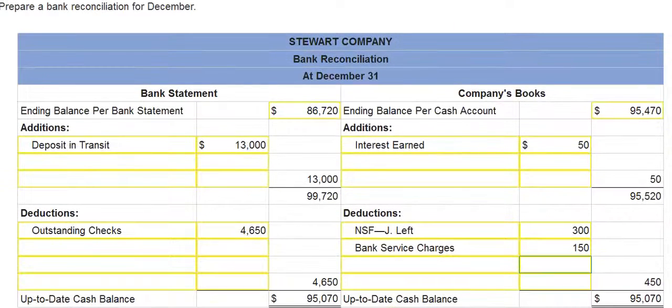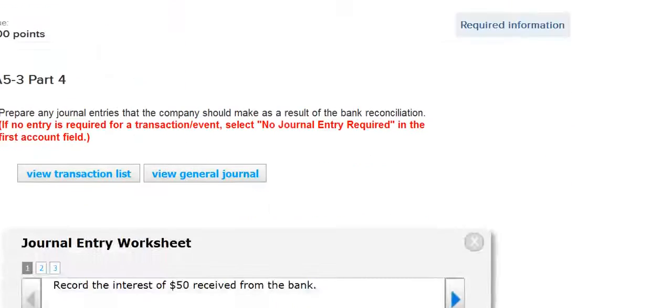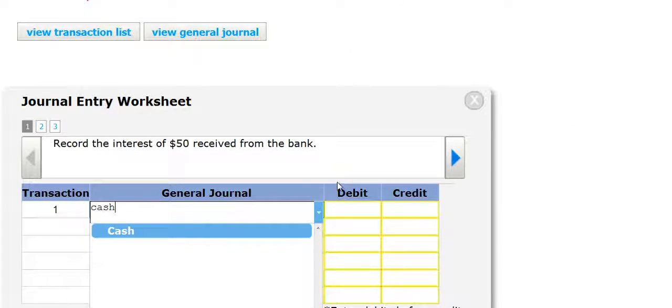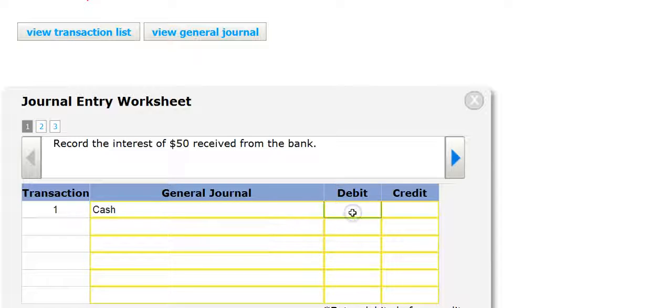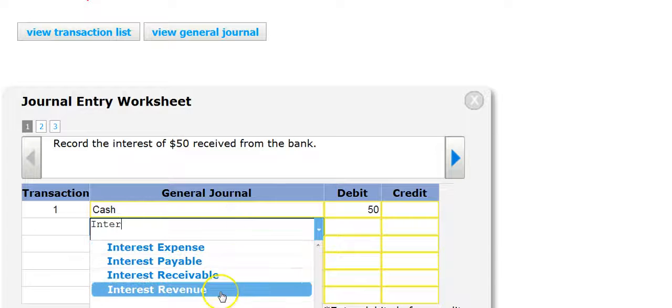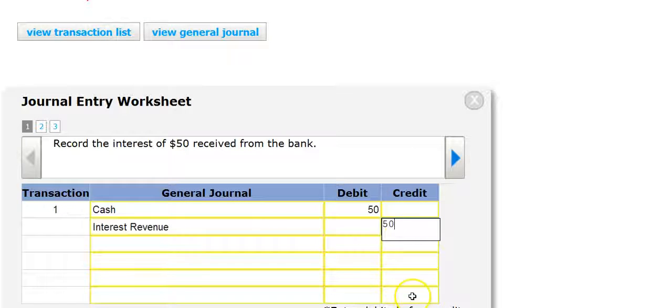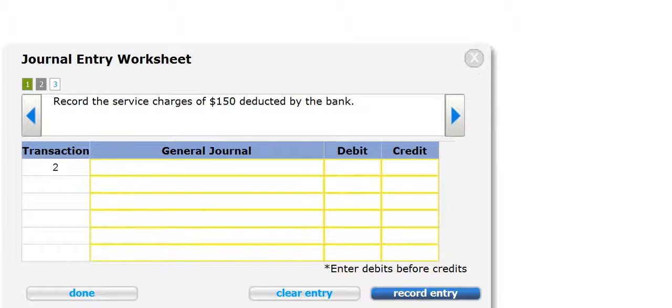Okay, first one, in addition to cash. To increase cash, we debit cash. Cash is on the left side of the accounting equation, so we debit, or left side, to increase cash for 50. And since this is interest earned, we'll call it interest revenue. Let's record that and do our next journal entry.